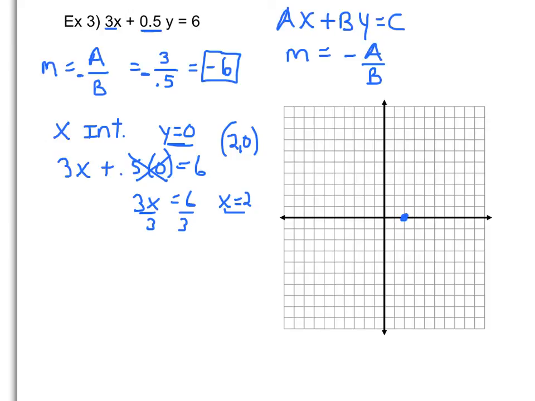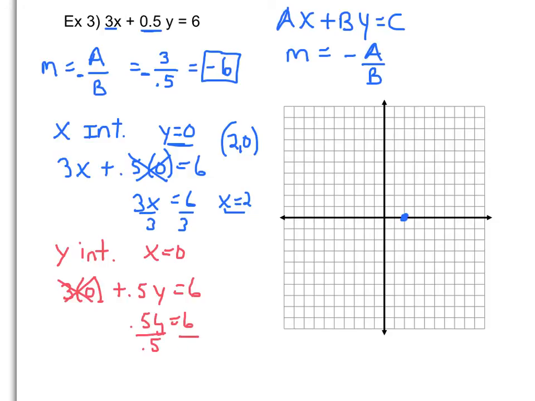Next, with my y-intercept, so now I'm going to do the y-intercept. I'm going to let x equal 0. So I take my equation, x is 0, so 3 times 0 plus 0.5y equals 6. So this goes away, 0. So I have 0.5y equals 6. I divide by 0.5. And so y then is equal to 12. So now I'm going to plot this point. My point is 0, 12.